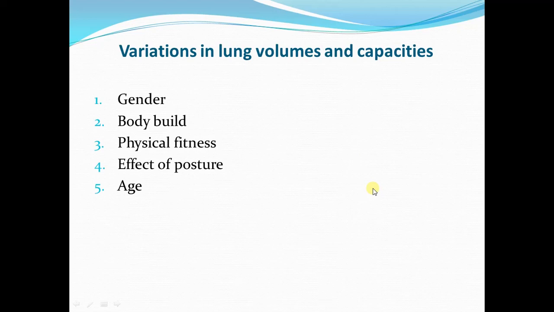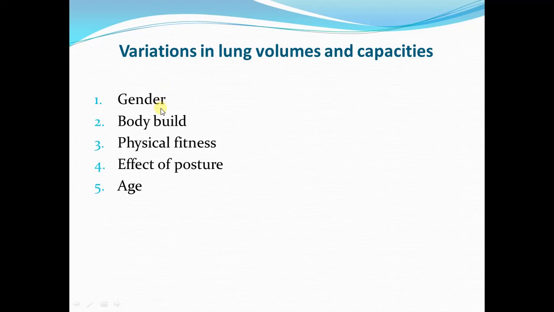Now we are going to discuss the variations in lung volumes and capacities. Different factors that affect lung volumes and capacities can be physiological variations, and there can be pathological variations in the lung volumes and capacities, which occur under abnormal conditions when a person is suffering from some form of disease. So first we are going to discuss the physiological variations, and then we are going to discuss the pathological variations.